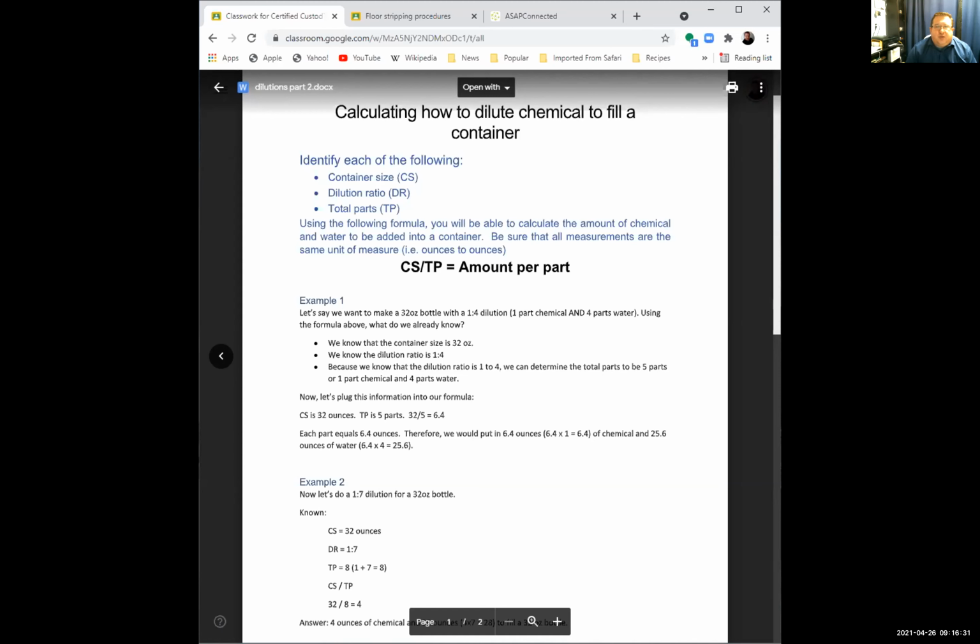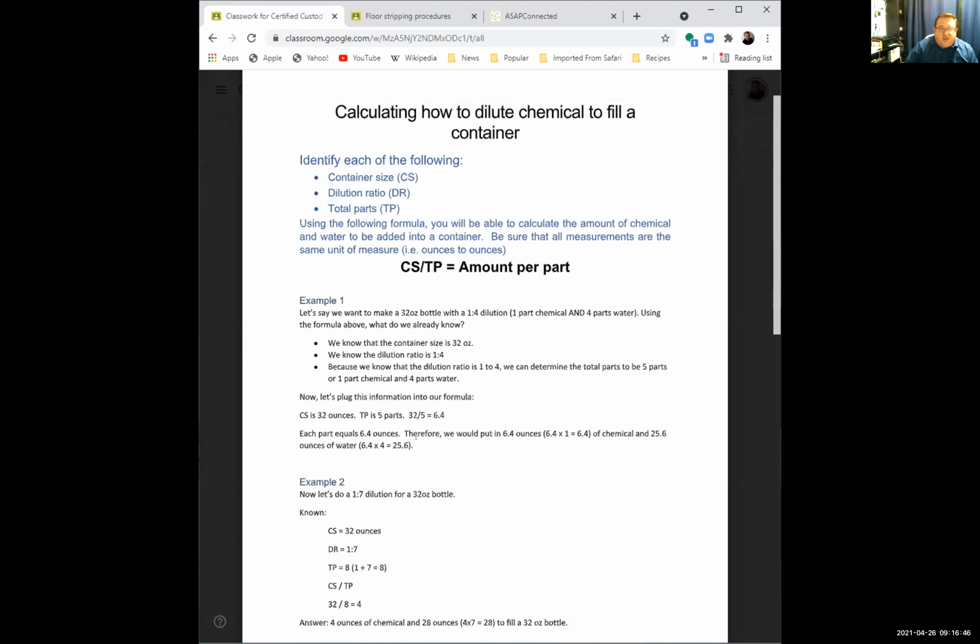And remember the principles of rounding. If it's less than 0.5, we round down. If it's more than 0.5, we round up. So in this case, it would actually be 6 ounces of chemical and 26 ounces of water would be a fair amount, because you're not going to measure 0.4 ounces. That's just going to be impossible. So it's easier just to go with rounding when we're actually measuring. You're going to be close enough.